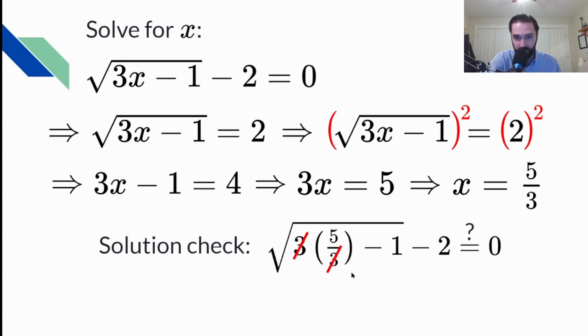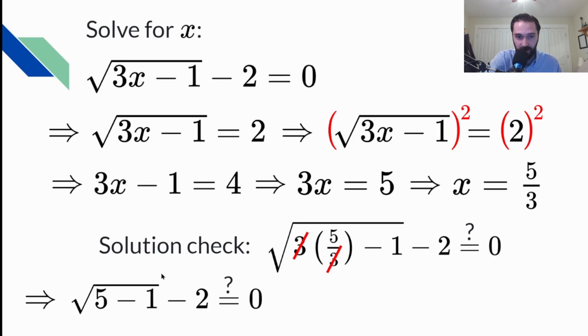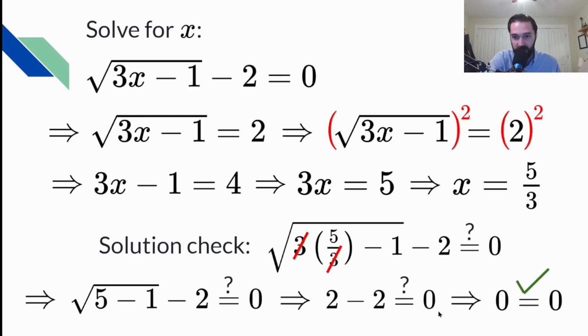The 3's cancel under the radical here, so we have the square root of 5 minus 1 minus 2, and we want to know if that's equal to 0. The square root of 5 minus 1 is the square root of 4, and the square root of 4 is just 2. So we get 2 minus 2 on the left-hand side, and 2 minus 2 is 0. So 0 does equal 0, which means that this solution here is valid. x equals 5/3 is our valid solution to the radical equation.